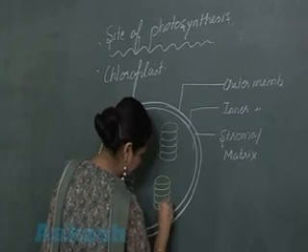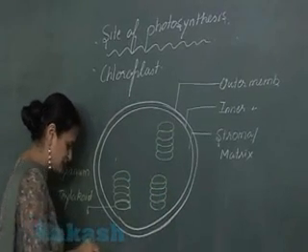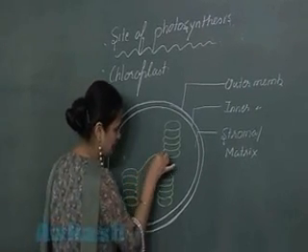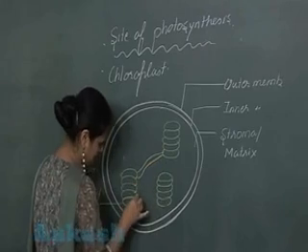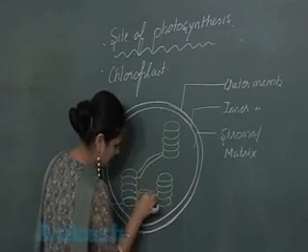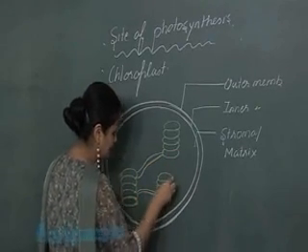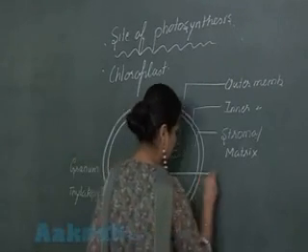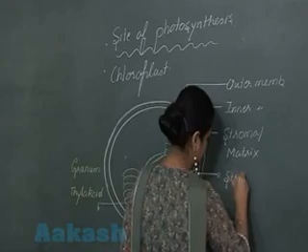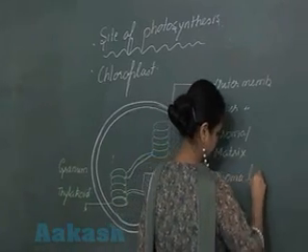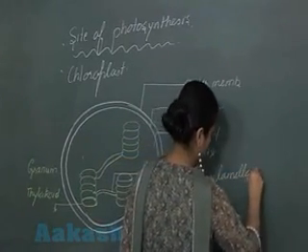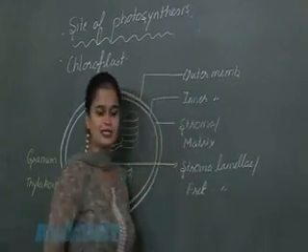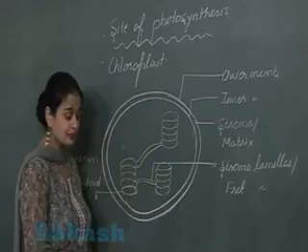Several grana are present in the chloroplast, and it is very well known to all of you that these grana are interconnected. This interconnection is with the help of these structures. These structures are known as stroma lamellae, or you can also call these structures fret lamellae, right?